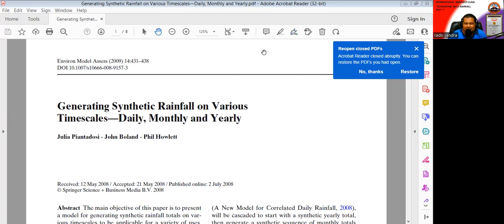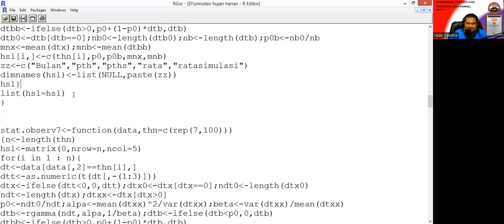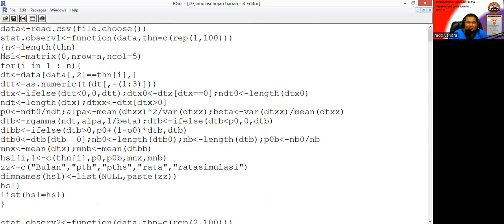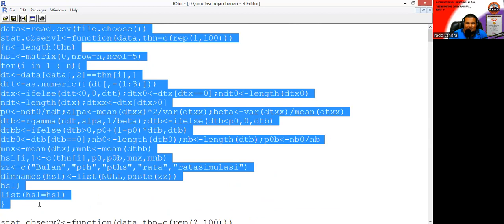Okay, we stop sharing here and we share our programming. Okay, this is our programming. You can check the programming. Starting from this one, how to call the data, until this one, we discussed in chapter 1, or part 1. If you forget the explanation about this programming, please join again at www.radoinstitute.com. You can find the best explanation about this program.